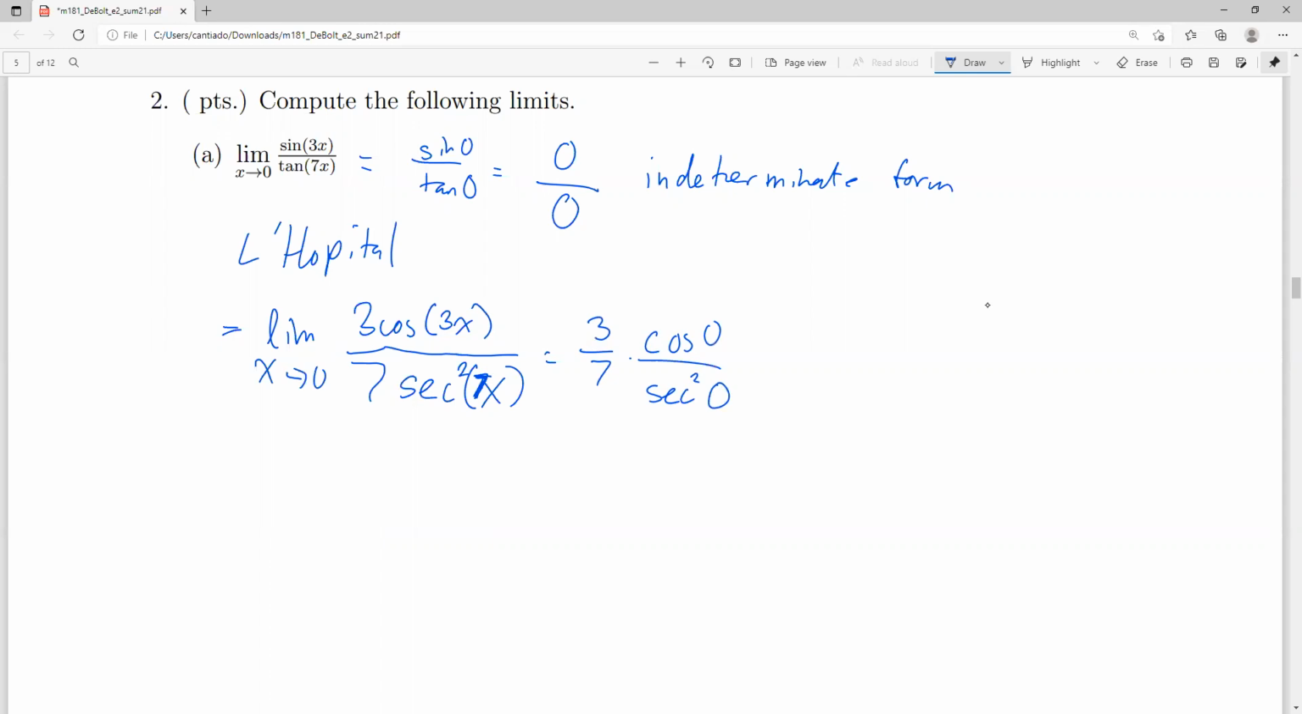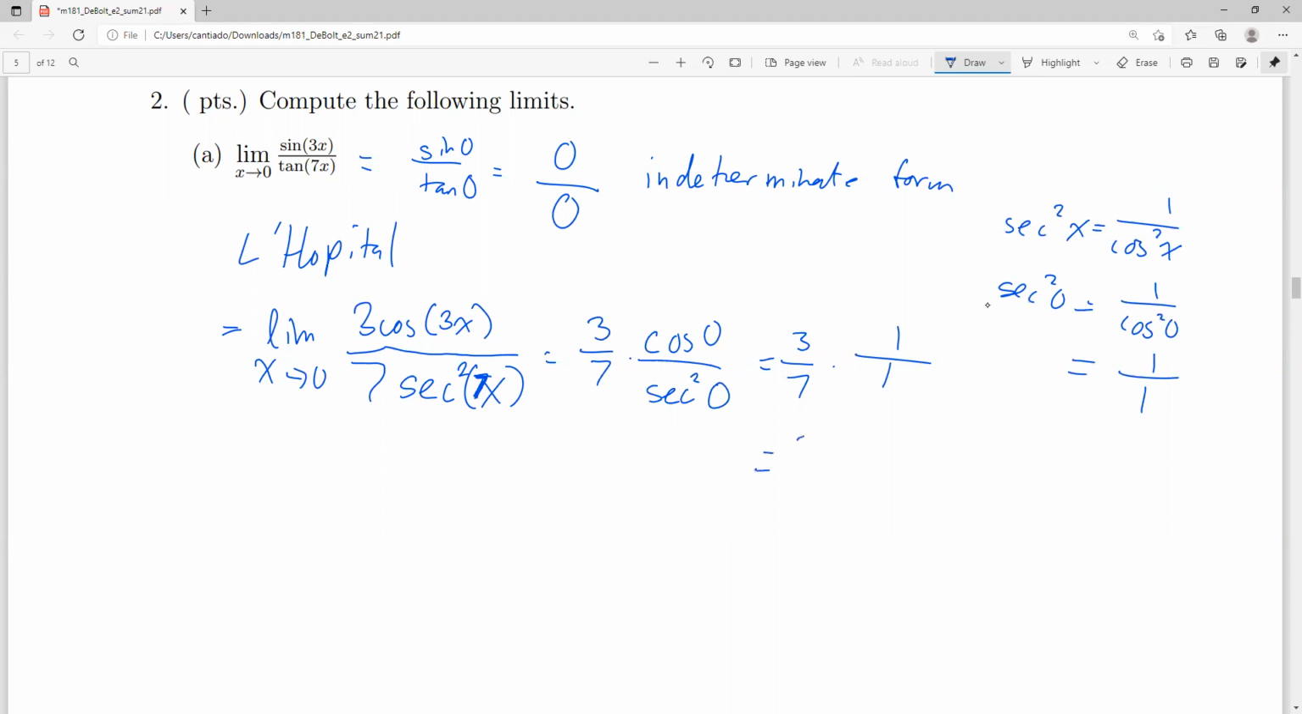So what is cosine of 0? Well, cosine of 0 is 1. And what is secant squared of 0? Well, let's remember that secant squared of x is equal to 1 over cosine squared of x. So secant squared of 0 is equal to 1 over cosine squared of 0. Cosine of 0 is 1, so cosine squared of 0 is 1. So secant squared of 0 is 1 over 1, or 1 as well. So this simplifies out to 1 as well.